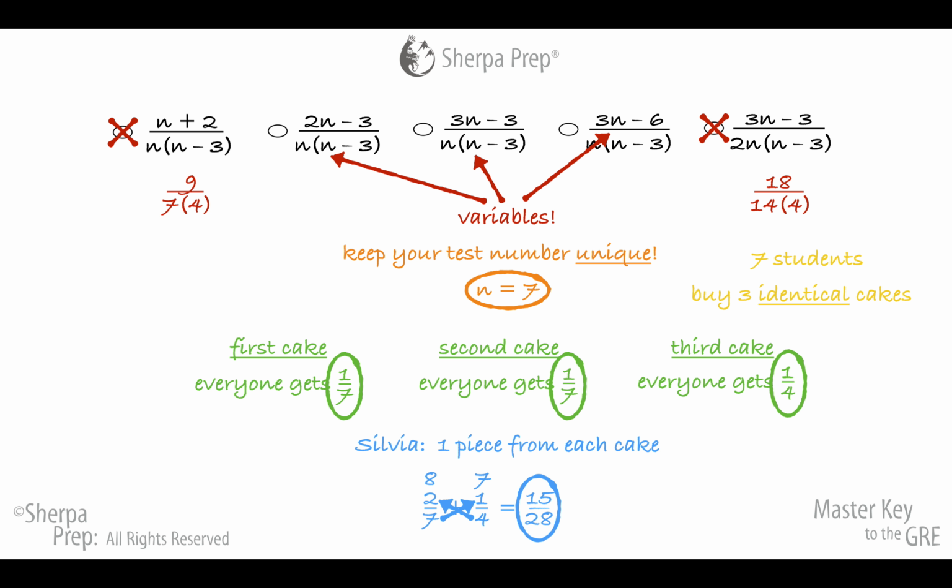Now, when I plug n equals 7 into the next to last answer choice, I get 21 minus 6, which is 15 on top, over 7 times 4, which is 28 on the bottom. That equals 15/28. That matches what we're looking for. And there you go. That's the reason here that the fourth answer is the correct answer.